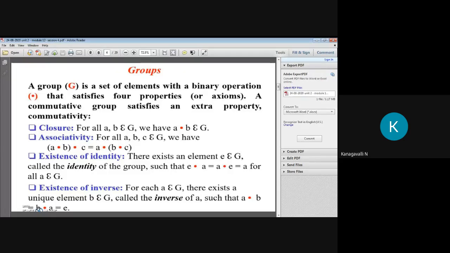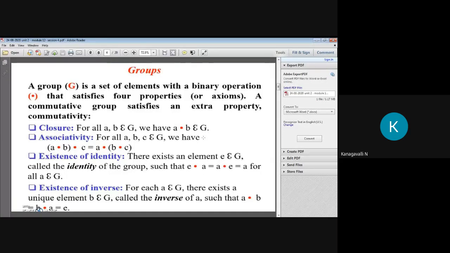The closure property: for all a and b belonging to the group G, we have to write a dot b belongs to G. That means the product is also present in this group. If we are doing mathematical operations, such as the mod operation, the remainder should also be present in our group. We will check this with sums, and then you can understand clearly.